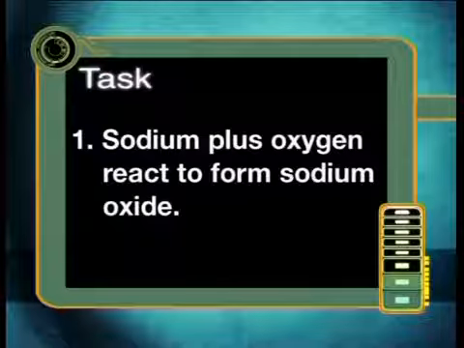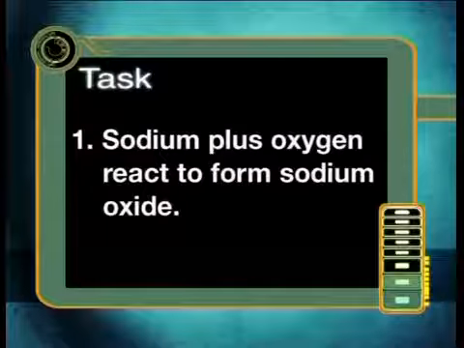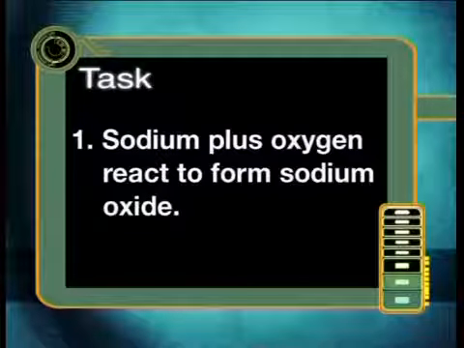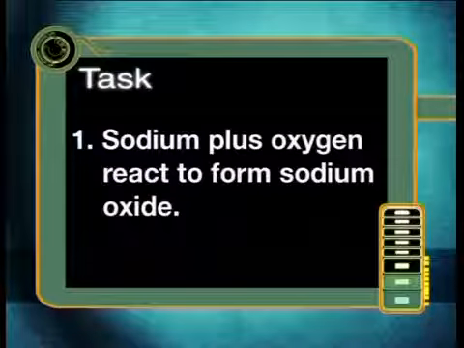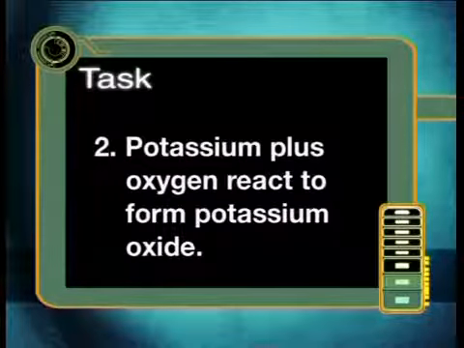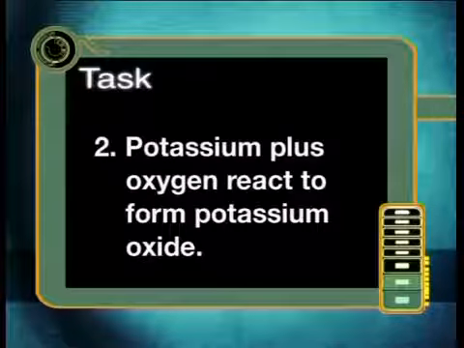Here is your task for today's lesson. Write balanced chemical equations for the following reactions. Sodium plus oxygen react to form sodium oxide. Potassium plus oxygen react to form potassium oxide.